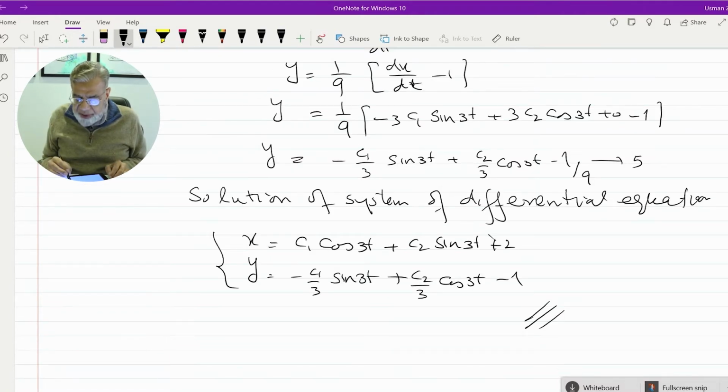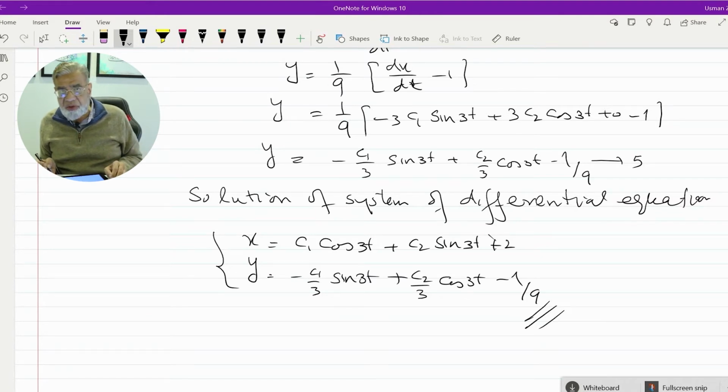We have y equal to minus c1 by 3 sine 3t plus c2 by 3 cosine 3t minus 1 upon 9. Now we can write the solution of the system of differential equations. We have equation number 4, x equal to c1 cosine 3t plus c2 sine 3t plus 2, and our y is equal to minus c1 upon 3 sine 3t plus c2 upon 3 cosine 3t minus 1 upon 9. This is my equation 5. So this gives me the solution of the system of differential equations.